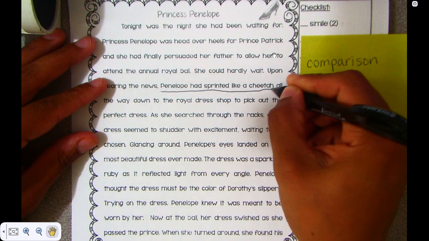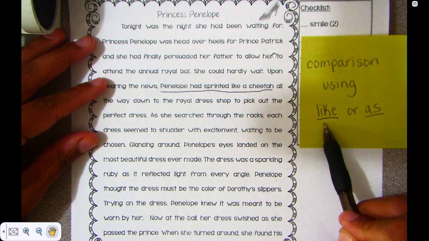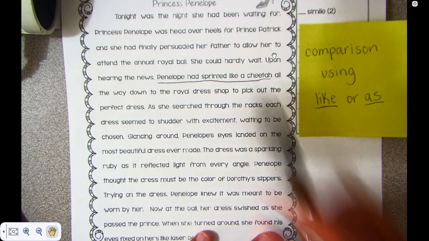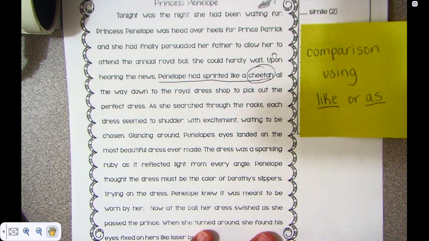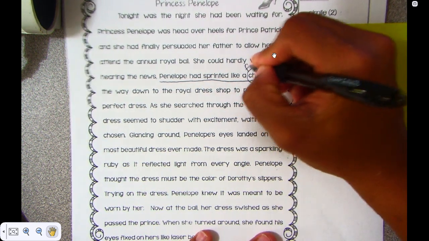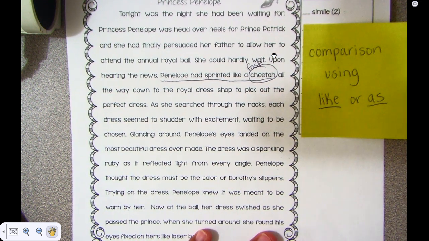Penelope had sprinted like a cheetah. So they're comparing Penelope to a cheetah. And let's think about that for a minute. When you think about how a cheetah moves, we normally think about them being very quick, like they can sneak up and catch their prey really fast.